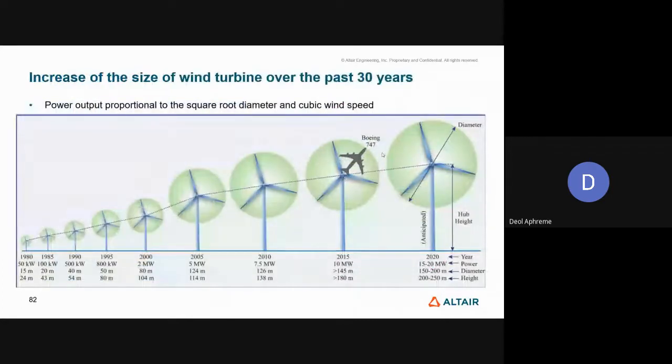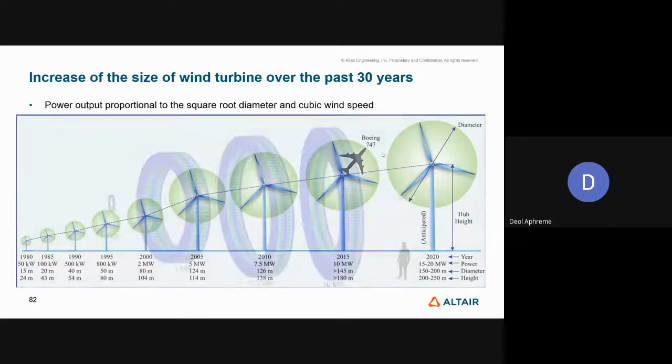Like I said before, you can see the size increment over the years. From the 1980s, we had a 50 kilowatt wind generator, but today we have diameters bigger than a Boeing 747. So there are huge applications, there are huge motors, and it's growing, it's increasing. The size and the capabilities of the human race are just increasing every day.